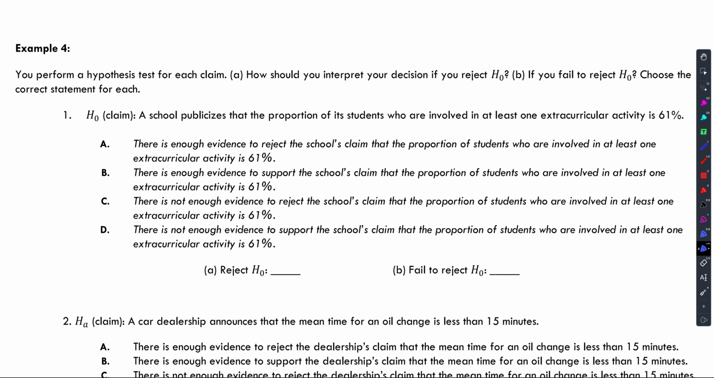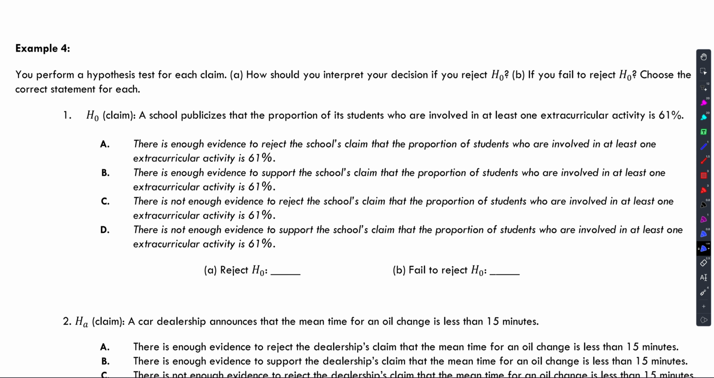And one of them's H0, one of them's HA. In both number 1 and number 2, you're going to do 2 things. For part A in each of them, how should you interpret your decision if you reject H0? Basically, what's the wording that you're going to use if you reject the null hypothesis? And in part B, what is the wording that you're going to use if you fail to reject the null hypothesis? And you're just going to choose the correct statement for each. So number 1, the claim is your null hypothesis, and the claim is that a school publicizes that the proportion of its students who are involved in at least one extracurricular activity is 61%.